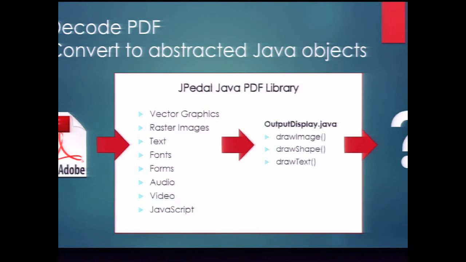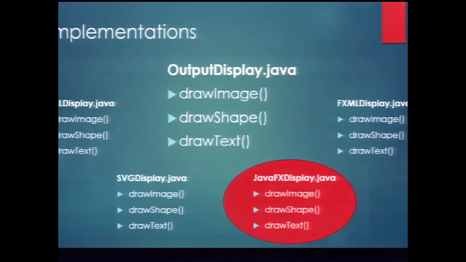So if you want to convert from PDF to JavaFX, where do you start? We've got a library called JPedal. It reads in PDF files and decodes them, so it can decode all the vector graphics, the images, everything in that list, basically. We convert them to abstracted Java objects. So from there on, we can do basically whatever we want, because we've got all the data, so we can output however we like. So we can output to HTML5, to SVG, to JavaFX, or any other format that we feel would make a good format.